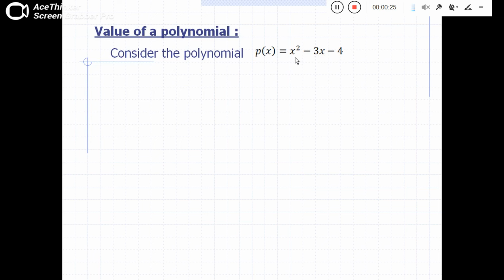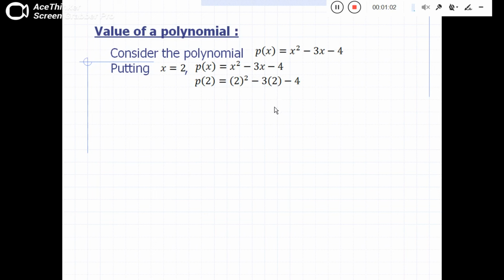In terms of degree it is a quadratic polynomial, but in terms of terms it is a trinomial. So p of x equals x square minus 3x minus 4. We are going to find the value of the polynomial when the value of x is given as 2. Substitute x equals 2 in this polynomial. So you will get p of 2 equals, as the first term is x square, minus 3 into x, which means 3 into 2, so 2 square minus 3 into 2 minus 4.